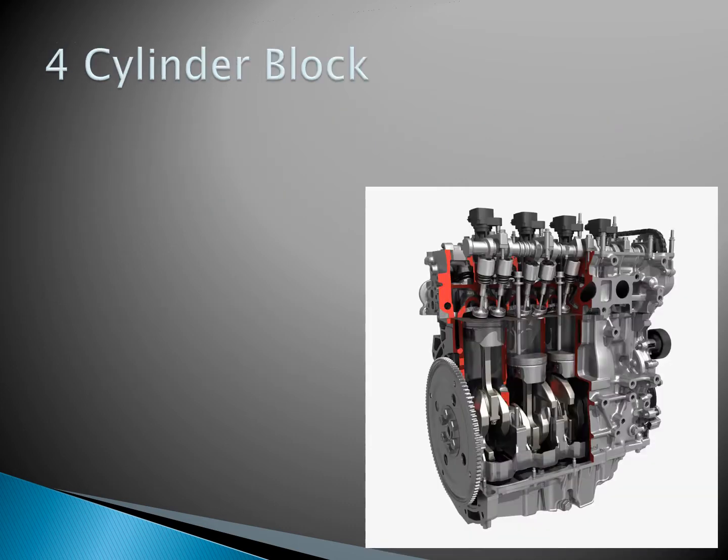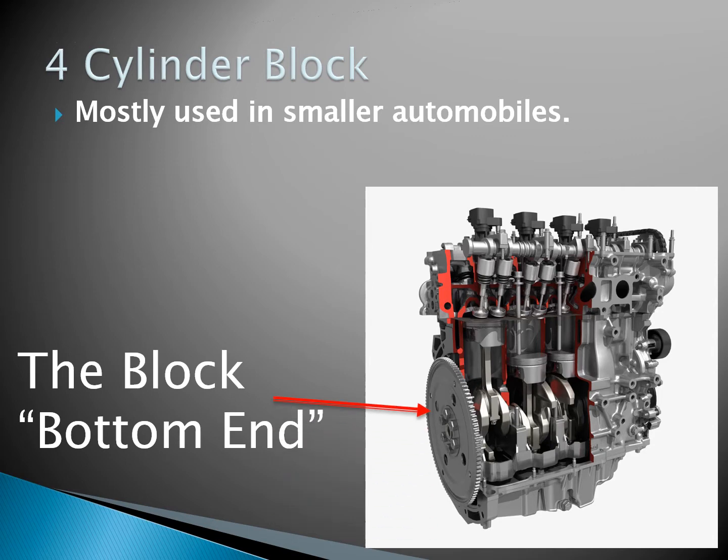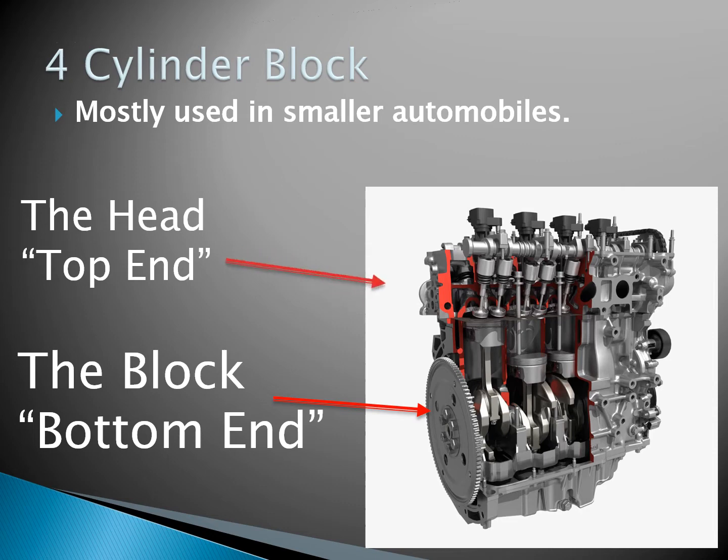All right, so here's a modified cutout of a four-cylinder block. That big round object on the left-hand side with the notches cut out of it is a flywheel. And then you see your crankshaft in there, which we'll look at in just a second, and we've got our pistons. So down there is the bottom end, boom, nice arrow. And then this portion up top is going to be the head, or cylinder head, and this is known as the top end. This is just a typical four-cylinder engine block, usually used in smaller cars.